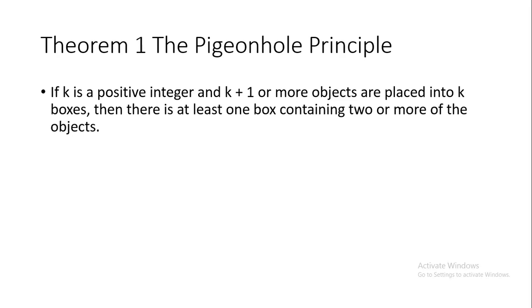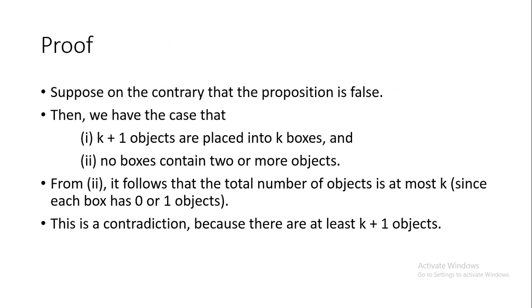So how can we solve this problem? At least one box containing 2 or more objects means at least one pigeonhole contains 2 or more objects, meaning 2 or more pigeons. Understood? Next, see the proof of the pigeonhole principle theorem.